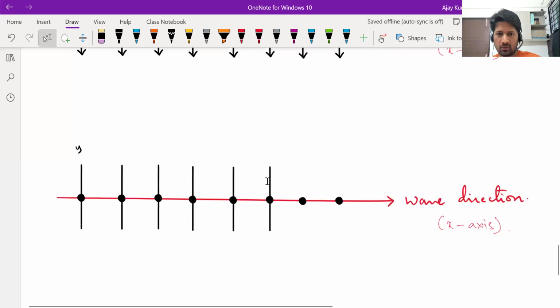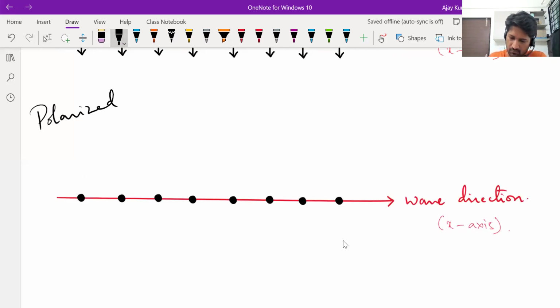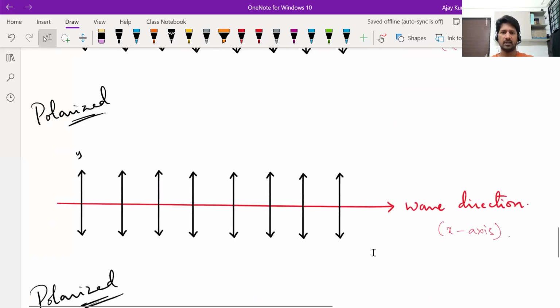Only dots will be shown. Means there is electric field only in the z direction, no electric field in the y direction. So this also indicates polarized light. So whether you show only arrows or only dots depends on the direction in which the light is polarized, or the direction in which electric field is allowed to pass.